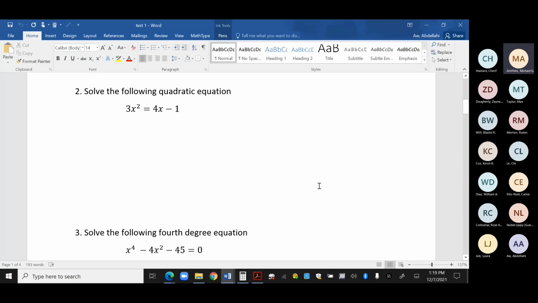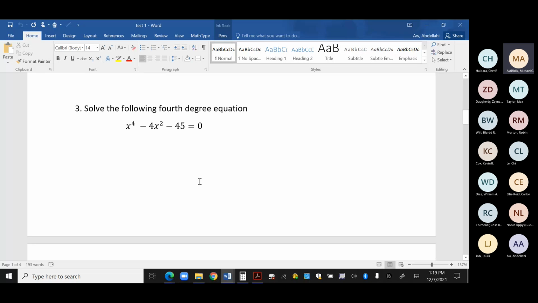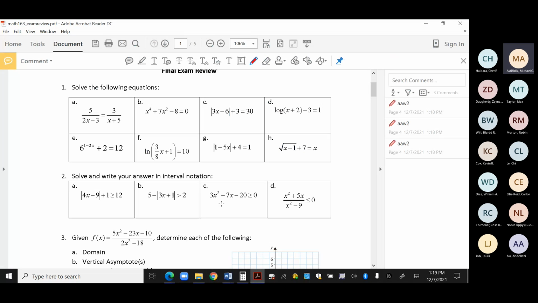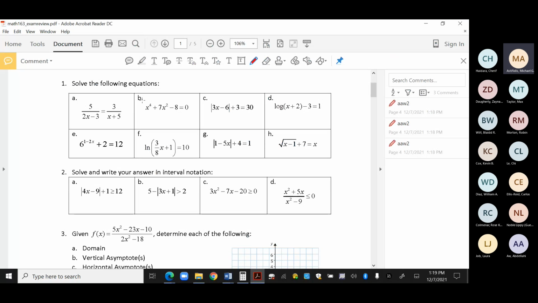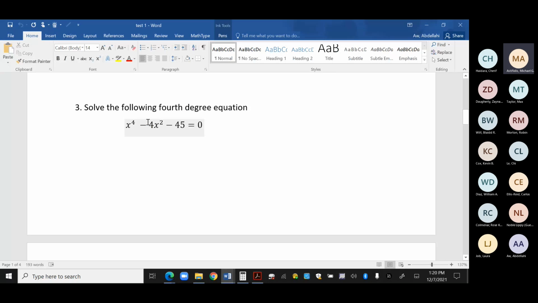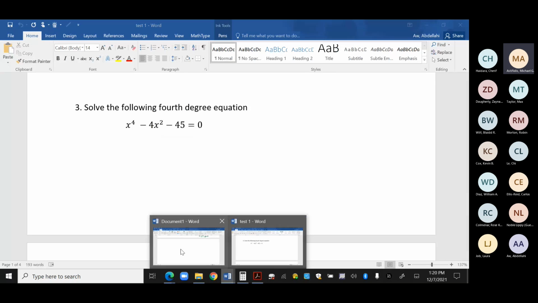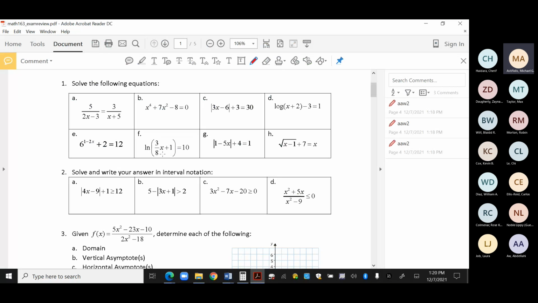Everybody knows how to solve using the quadratic formula. This equation right here, number 3, you can see there's a similar one in the review. Right here, B, right? You see, x to the 4th plus 7x squared minus 8 equals 0. Or this one in our test 1 is the same thing, right? They solve exactly the same way. But let's take the one in the review, the official review, right?